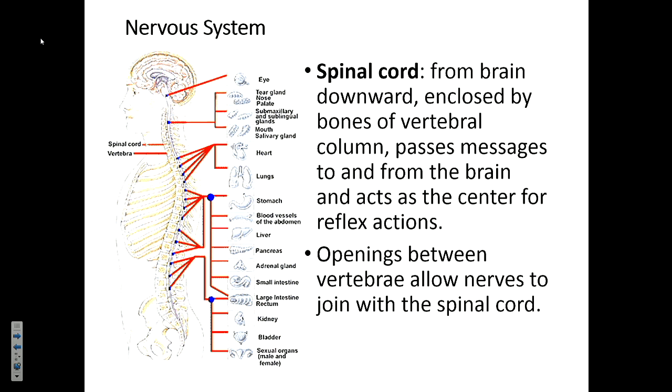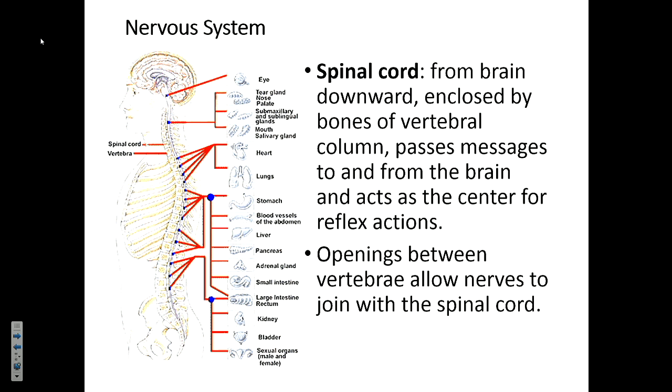The other part of the central nervous system is the spinal cord. Essentially, this moves from the base of the brain downward. Your vertebral column has a hole that houses the spinal cord to protect it from any kind of damage. And it has the ability to pass messages to and from the brain to act at centers to have different reactions or reflexes.